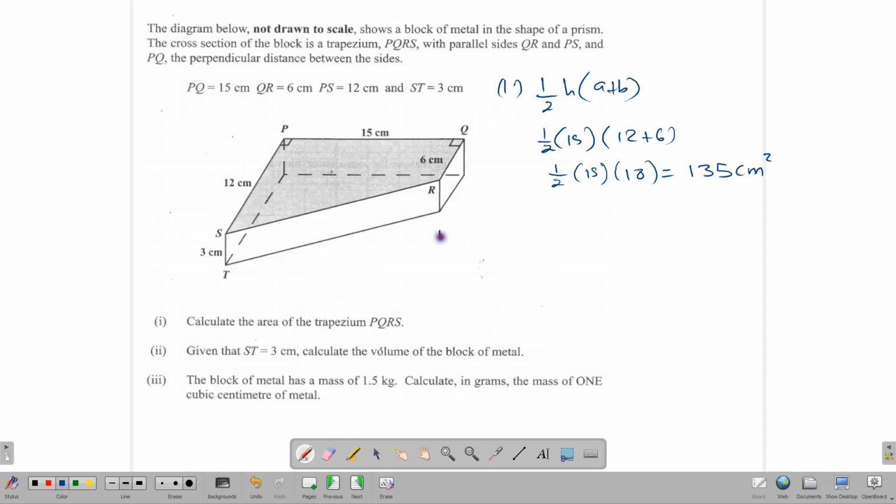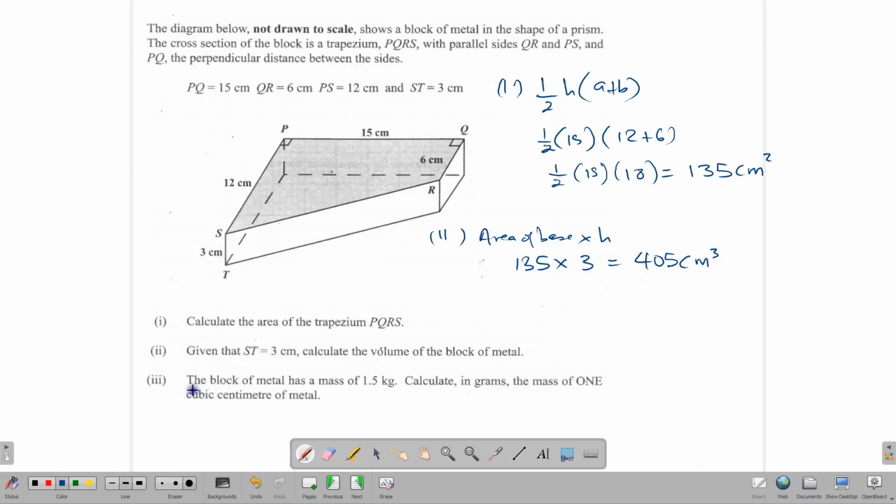So part 2, given that ST is 3, calculate the volume of the block of metal. So we know that the volume is equal to the area of the base times the height or length. So we're going to multiply this area of the base, 135, times the 3, which is the depth right here. And that gives us a volume of 405 centimeter cube.